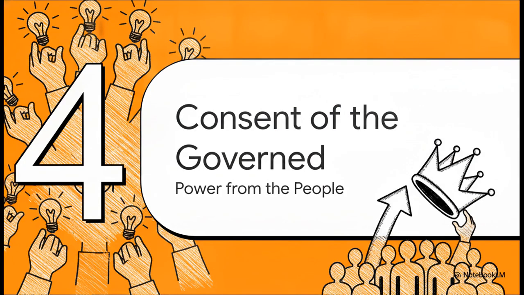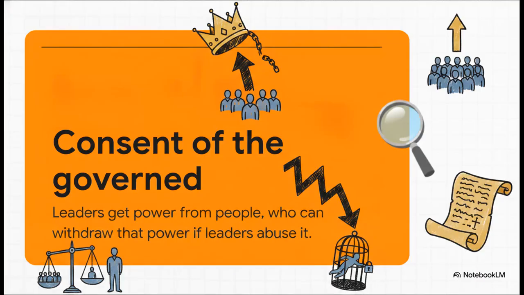Moving to Section 4, Power from the People. Consent of the governed. So, consent of the governed means that leaders get their power directly from the people. And, critically, the people can withdraw that power if those leaders abuse it. Really think about that for a second. The leaders work for the citizens. The citizens don't just exist to serve the leaders. In this system, you are the one holding the ultimate power.